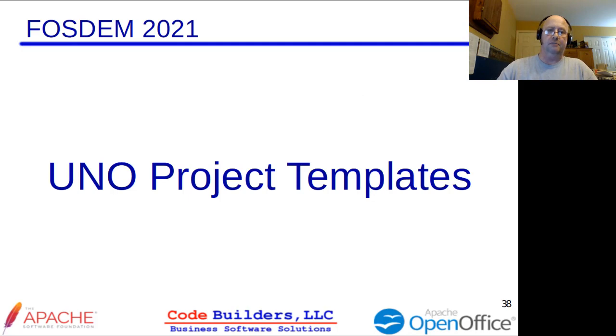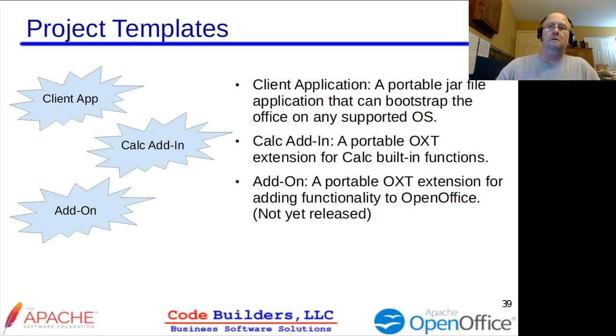So, UNO project templates. Project templates are used to generate UNO applications or extensions for OpenOffice. There are three main types. There are client applications, which are standalone applications that can bootstrap the Office and interact with it. Then there are Calc add-ins, which add custom functions to the spreadsheet application. And then there are add-ons, which are just general purpose extensions for adding functionality into any of the Office applications: new toolbars, buttons, commands, things like that.